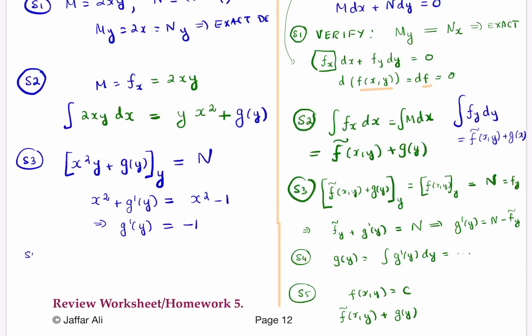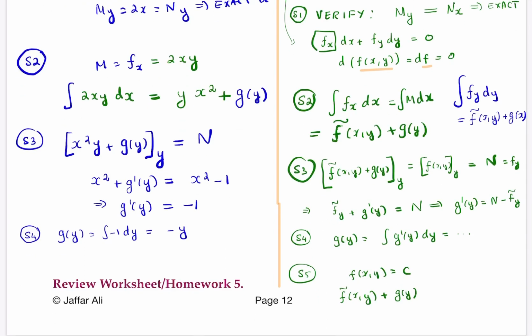The step 4 is finding the g of y. The g of y is simple in here, which is the integral of negative 1 dy, which is negative y. You can just leave it like that. You don't have to worry about plus c, because we're going to have a c anyway. If you really see, we have already a c right there.